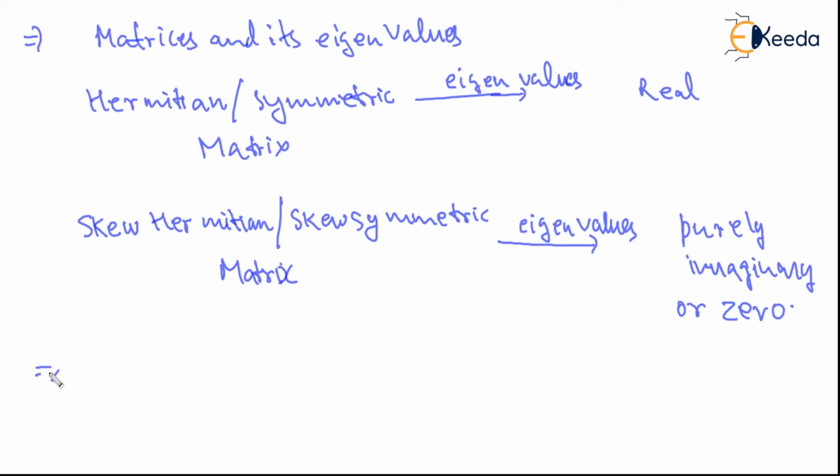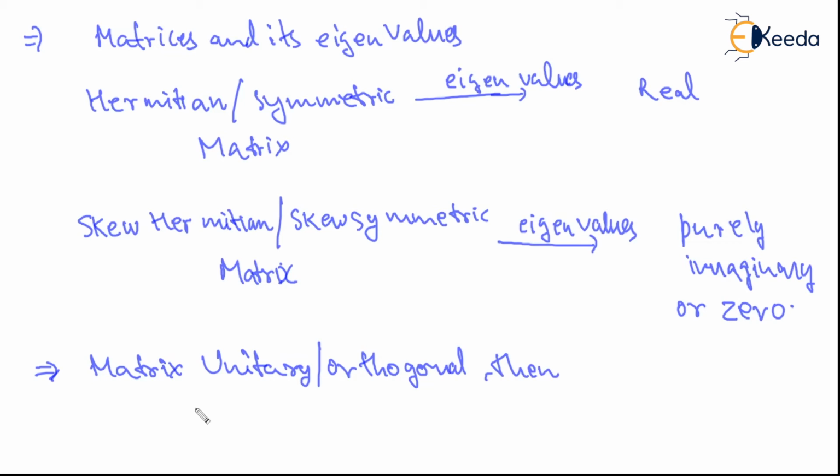Also, if the matrix is unitary or orthogonal, then the absolute value of the eigenvalues is 1. So whether it is a unitary matrix or an orthogonal matrix, we'll get eigenvalues with absolute value being 1.